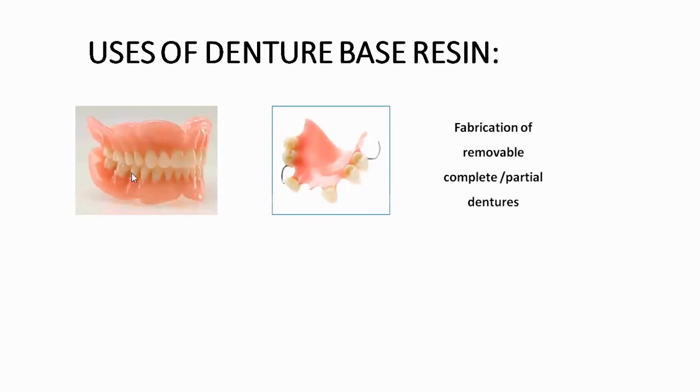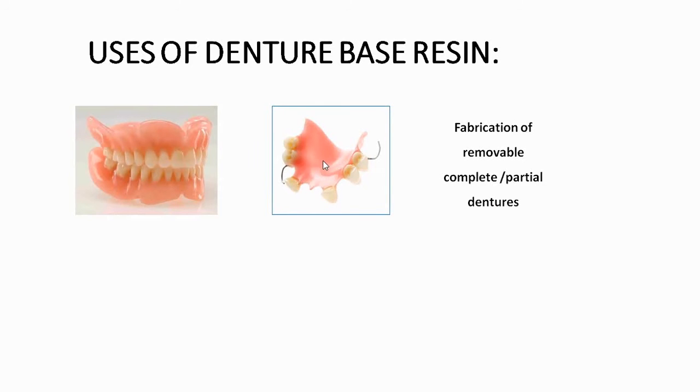Okay, see, most of you must have seen a complete denture, right? This is a complete denture. The teeth and the denture base are made up of acrylic resin. This is a removable partial denture. When the patient does not have any tooth in the mouth, you are supposed to provide a complete denture. When the patient is partially edentulous, that means the patient has lost a few teeth, whereas a few teeth are still present in the patient's mouth, it's called a removable partial denture.